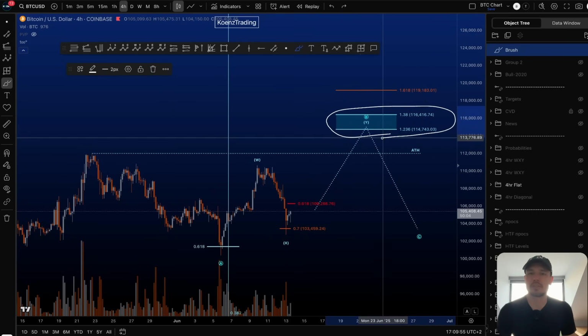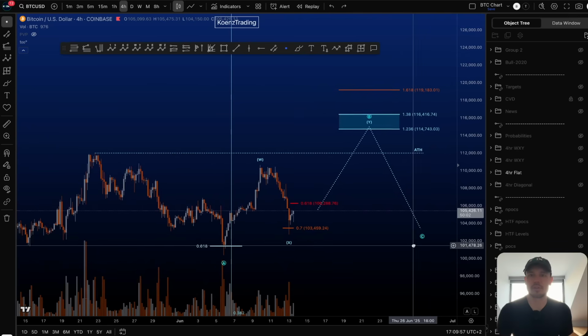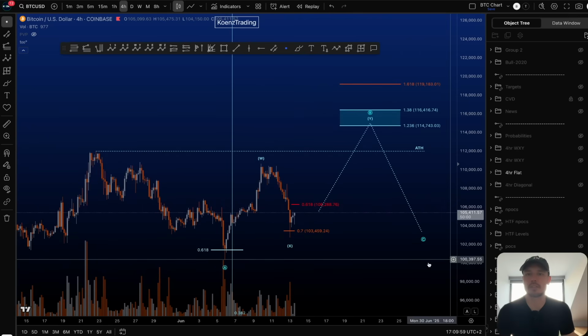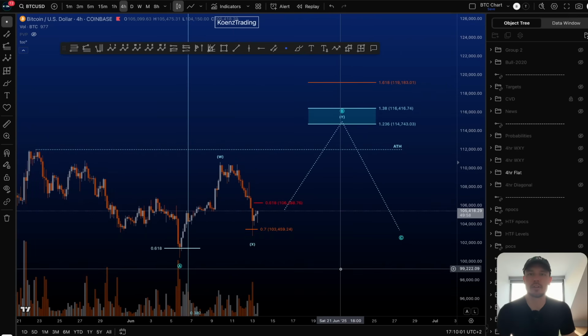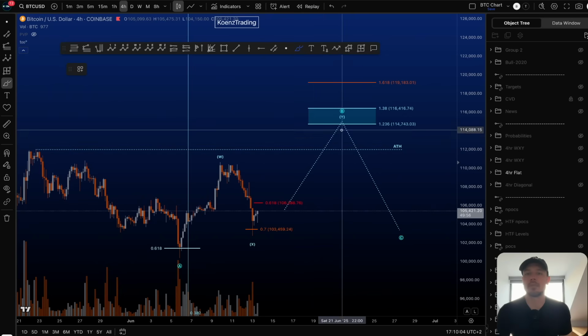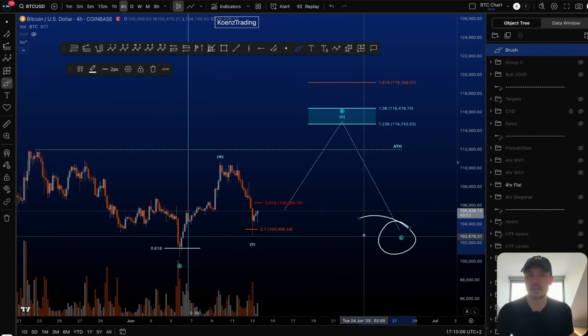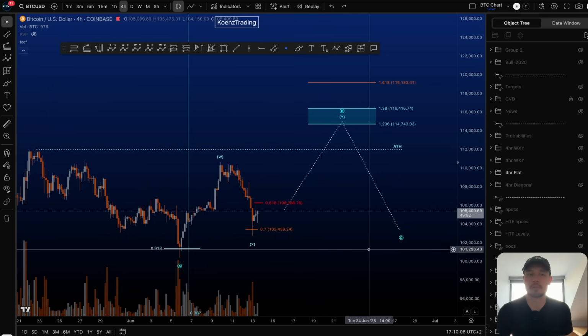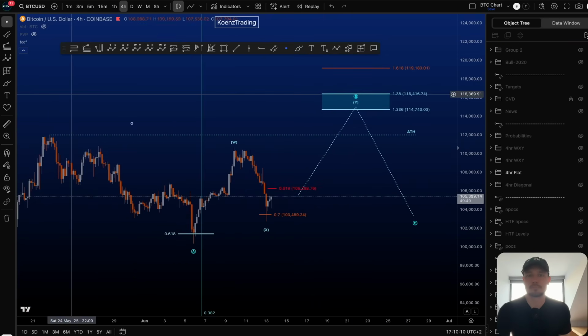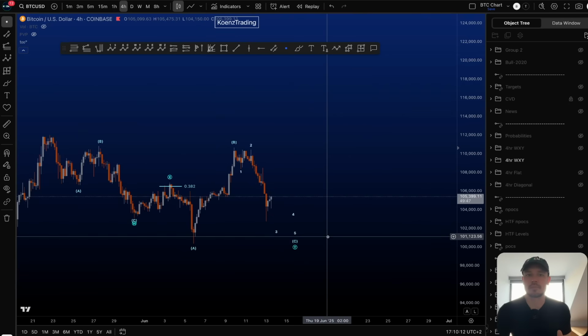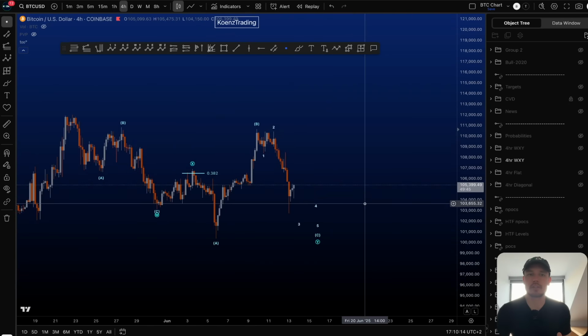Right, but it is just quite common for price to take out the origin of A. This is always an interesting pocket, the 1.236 to the 1.38, 114.7 to 116.4k, right? And then we need a C to the downside to move back into the range, okay? So, okay, cool. Then we get to the WXYs that I have on my chart. I am not considering, by the way, triangles here.